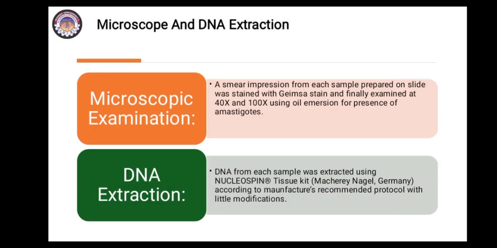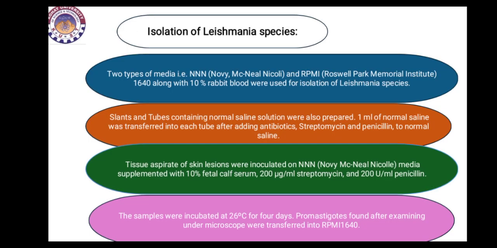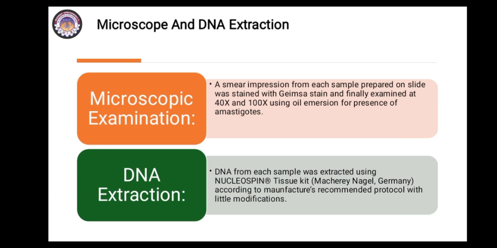Microscopic examination and DNA extraction. Smear impressions from each sample prepared on slides were stained with Giemsa stain and finally examined at 40x and 100x using oil immersion for presence of amastigotes. DNA extraction: DNA from each sample was extracted using the NucleoSpin tissue kit according to the manufacturer's recommended protocol with little modification.